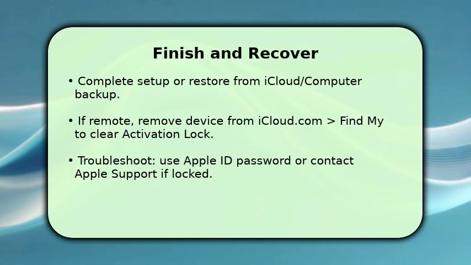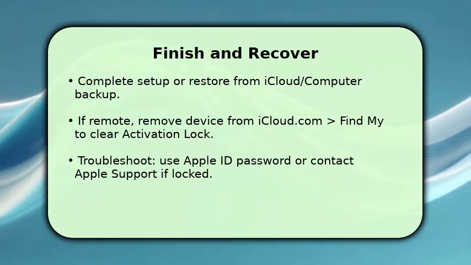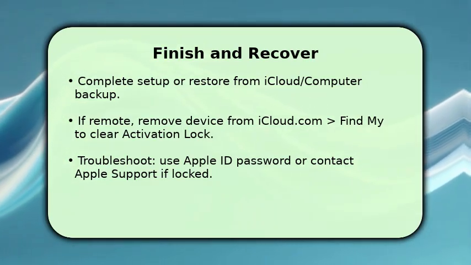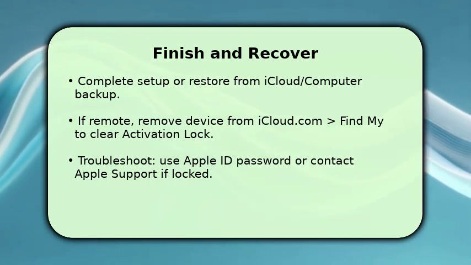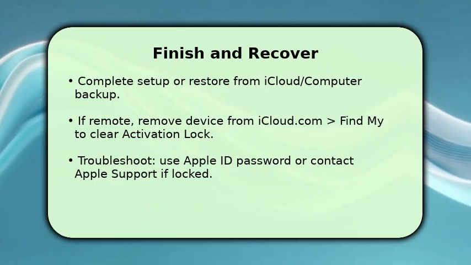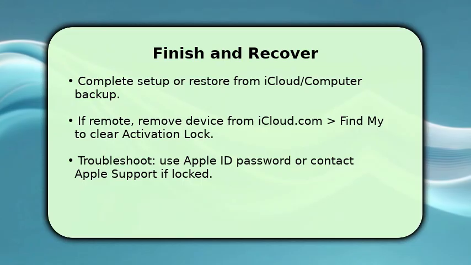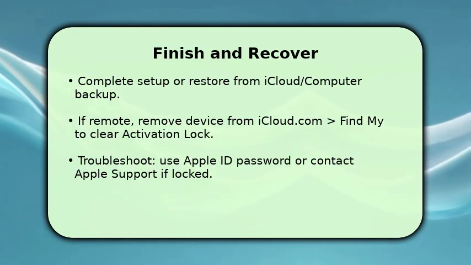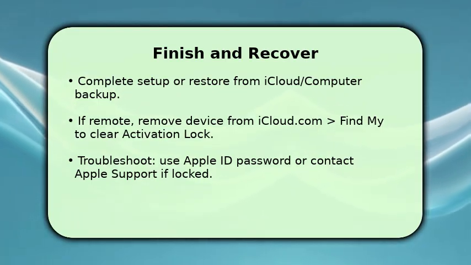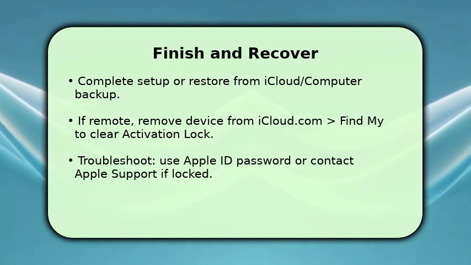Once the iPhone restarts, complete the setup assistant or choose Restore from iCloud/backup to return your data. If you erased remotely or the device stayed linked to your account, sign into iCloud. Go to Find My and remove the device from your account to clear activation lock. If the phone asks for an unknown Apple ID, make sure you entered the correct credentials. If you still can't remove activation lock, contact Apple support with proof of purchase. This one troubleshooting tip resolves most lock issues.